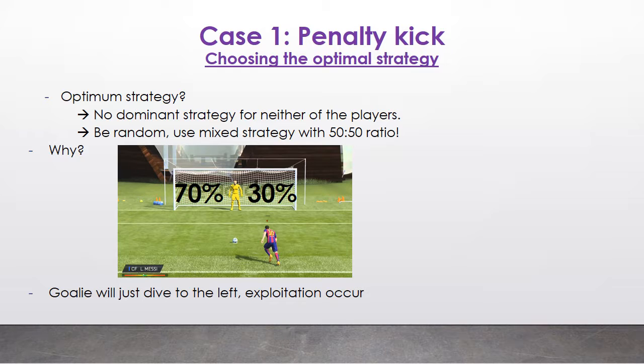However, in the long run, sticking to any one strategy will not yield a good result. The optimal strategy is to be random and as inconsistent as possible. To put it another way, the player needs to employ a mixed strategy with a 50-50 ratio. In this way, neither player can be exploited. Why? Imagine if you choose left 70% of the time and right 30% of the time. The goalkeeper will just dive to the left, since statistically speaking, he has a higher chance to make a save.